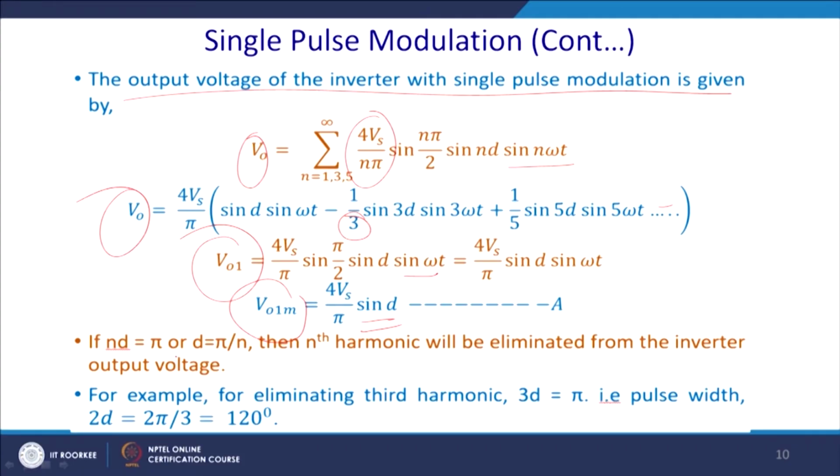So, if nd equals pi and d equals pi by n, then the nth harmonic will be eliminated from the inverter. This is a simple logic. For example, for eliminating the third harmonic, 3d equals pi, that means the pulse width will be 120 degrees. So, you have to shift like this. This duration is 30, this is 30, and this is 30, 30, 60, and thus 2d equals 120 degrees, and you can see that the third harmonic will be eliminated. By this method you can only eliminate one harmonic from the system.